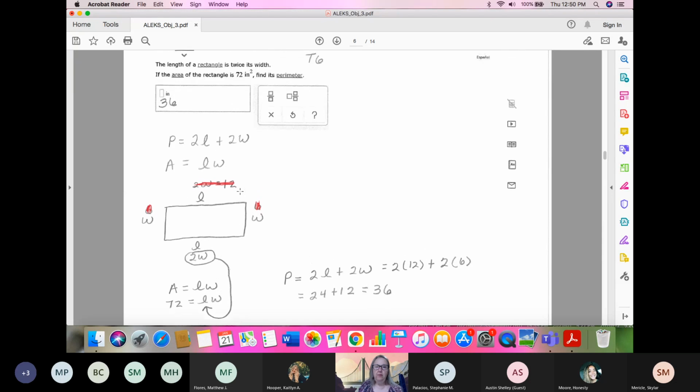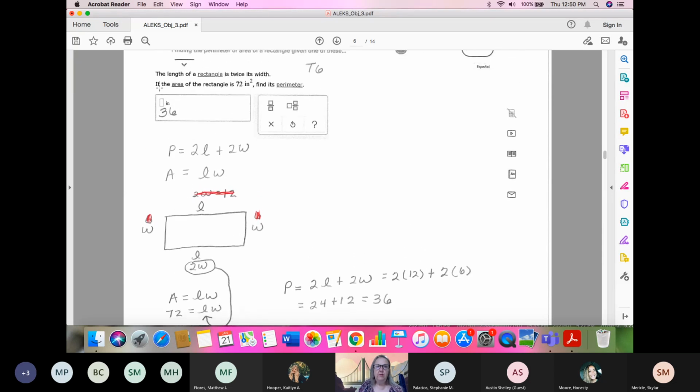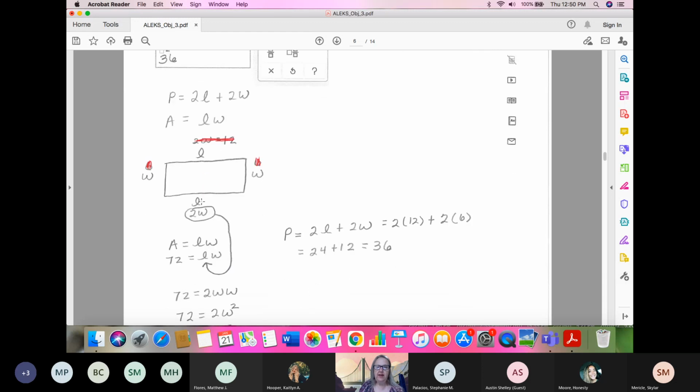Now, let's look back up here. We were told at the very start of the problem that the length is twice its width. So this L represents length. Twice the width means 2 times W. So another way to represent length, an equivalent way to represent length, is 2W. Does that make sense? Yes.